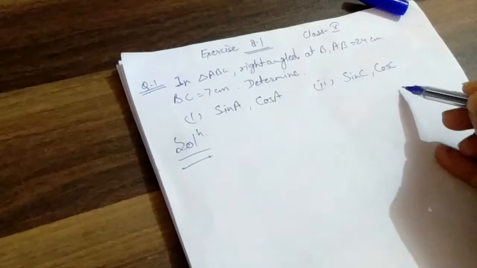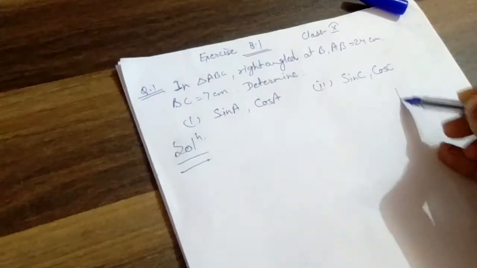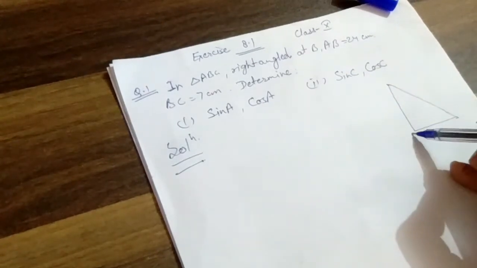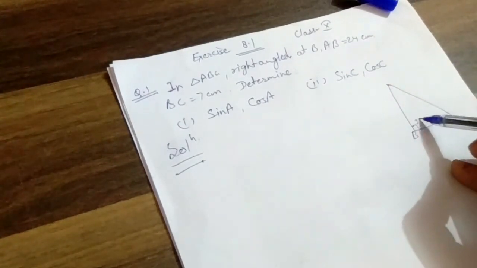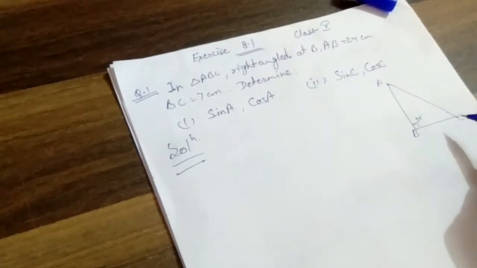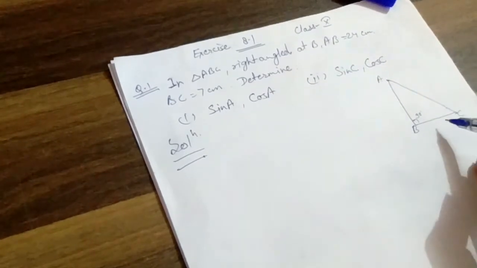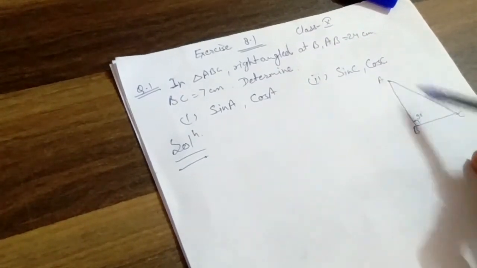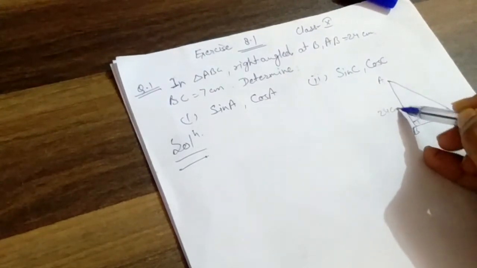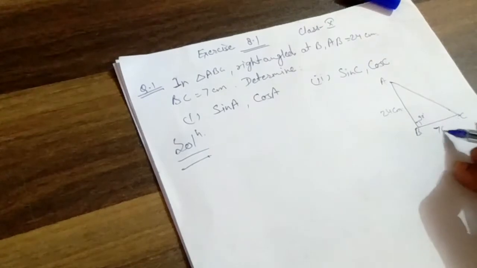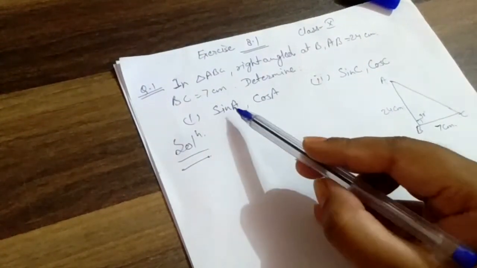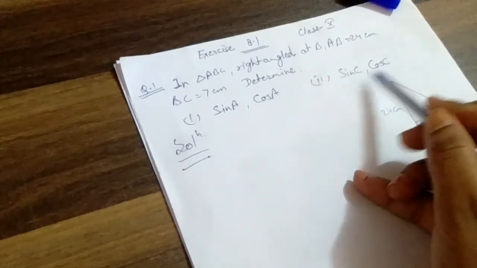First, draw a rough sketch of the given situation for the triangle. Since we are given that angle B is a right angle, first draw 90 degrees at point B and then mark A and C at any points you like. So I put A here, B 90 degrees and C. Now we are given that side AB is equal to 24 centimeter and side BC is equal to 7 centimeter. Then we need to calculate sin A, cos A, sin C and cos C.